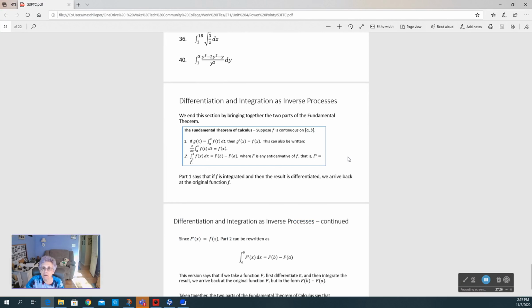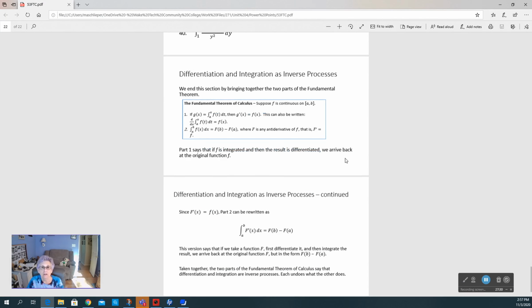Last thing they do here in this section is just bring everything together, put them in one big box together. So we have continuous functions on a closed interval. Then integrals and derivatives undo one another, and you can calculate a definite integral by plugging in the limits of integration into the antiderivative. You have now learned the fundamental theorem of calculus. Go forth and integrate.